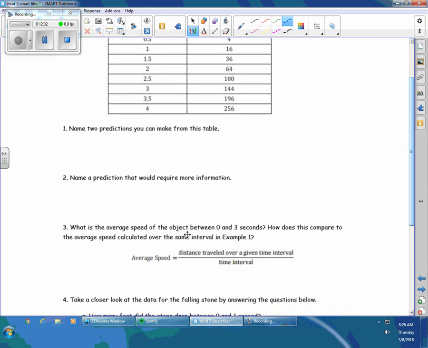What is the average speed for the object between 0 and 3 seconds? How does this compare to the average speed calculated over the same time interval in example 1? So in 3 seconds, the ball drops 144 feet. So to find that average, I'm going to take 144 and divide it by 3. Okay, so 144 divided by 3 would be 48. How does that compare to the average speed that we said from example 1? Well, we said in 1 second it was going to be at 64 feet. So again, we were off.